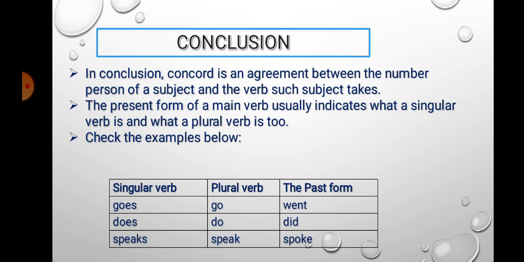So I said initially that the past form of any verb may not be able to tell us the grammatical rule that is applied to the sentence. So Concord has to do with the agreement that exists between two grammatical units.